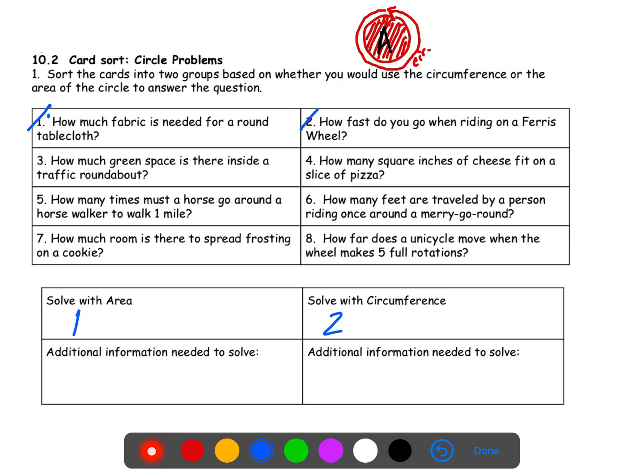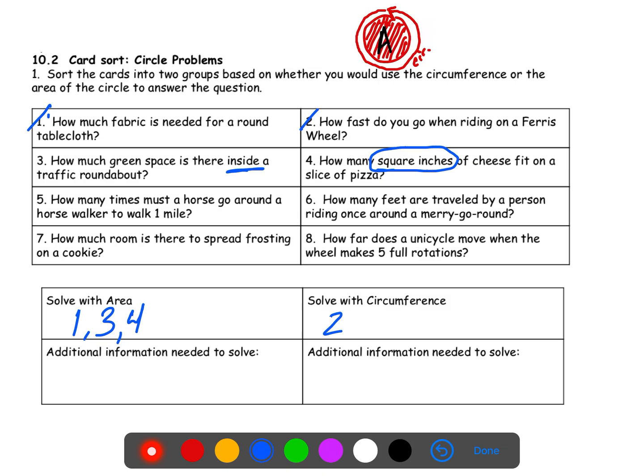So next, for 3, how much green space is there inside a traffic roundabout? That word inside is a key to the idea that we are talking about area here. 4 says how many square inches of cheese fit on a slice of pizza? Well, we only measure one of these two things in square inches, and of course that would be area. So number 4 should be there.